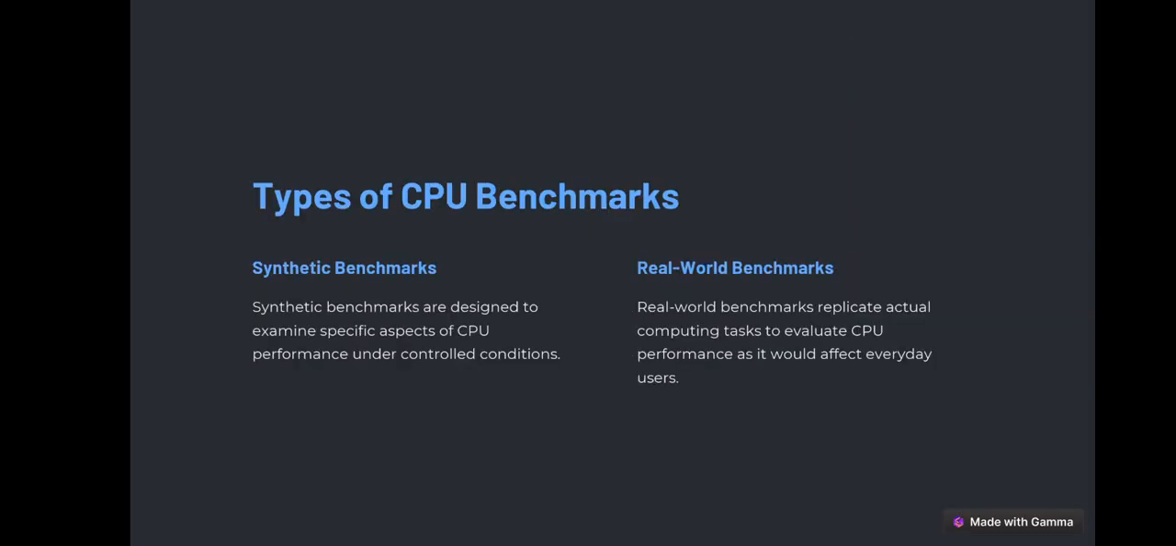When it comes to the types of CPU benchmarking, we mainly have synthetic and real world benchmarks. Let's take a look at synthetic first. Synthetic benchmarks are designed to examine specific aspects of CPU performance under controlled conditions. You can consider this a lab environment where you are performing some kind of test. Real world benchmarks replicate actual computing tasks to evaluate CPU performance as it would affect everyday users.